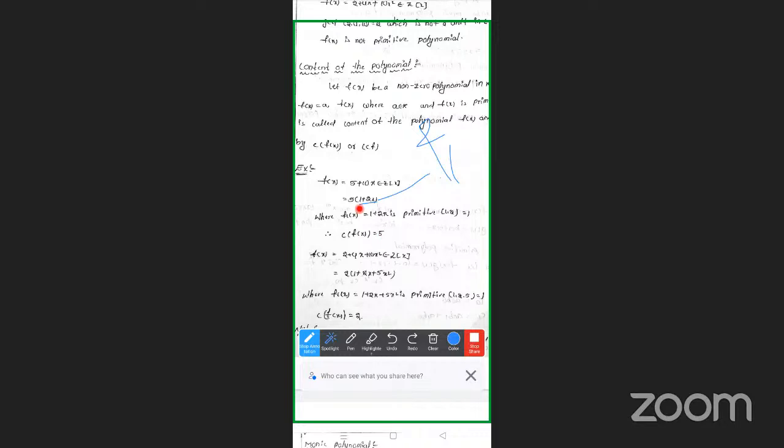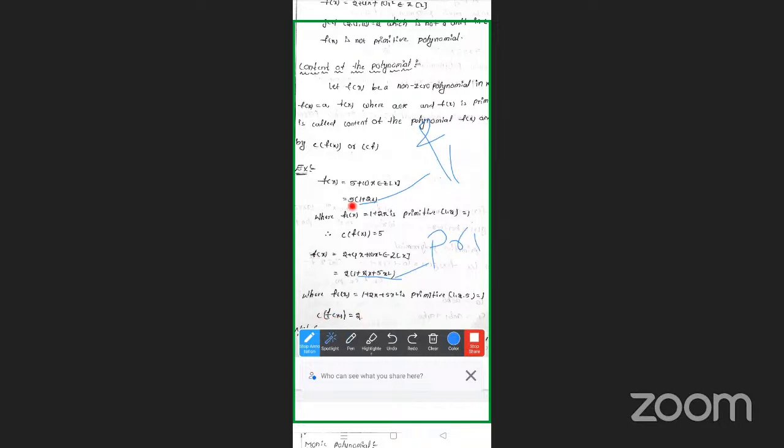And here also, next, the second example: f of x is equal to 2 plus 4x plus 10 into x square, which belongs to Z of x. So here in this polynomial 2 is common, and the remaining polynomial is 1 plus 2x plus 5x square. In this polynomial, the GCD of the coefficients 1, 2, 5 is 1. So therefore this polynomial is primitive. Okay, primitive polynomial. So therefore the content of the polynomial C of f of x is nothing but 2.